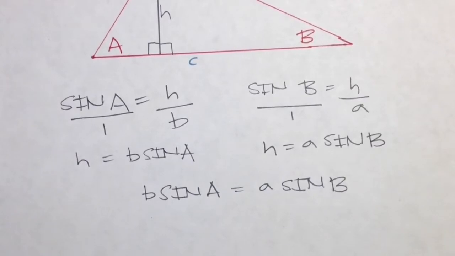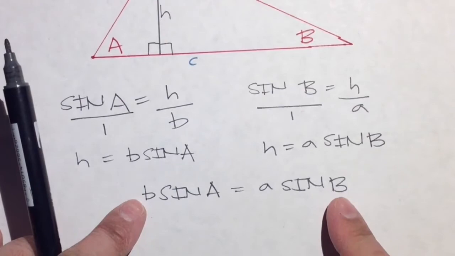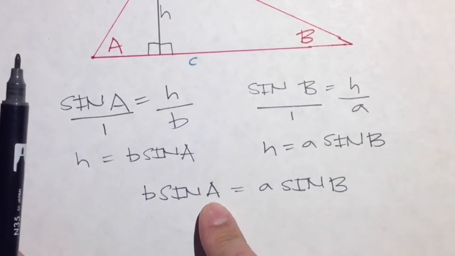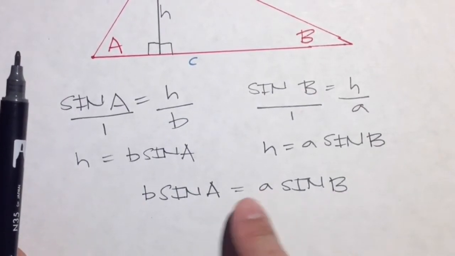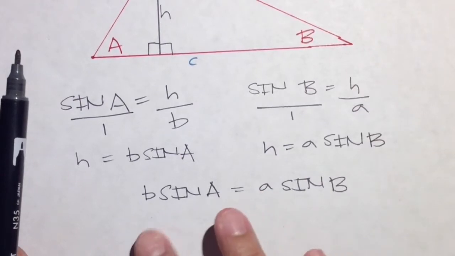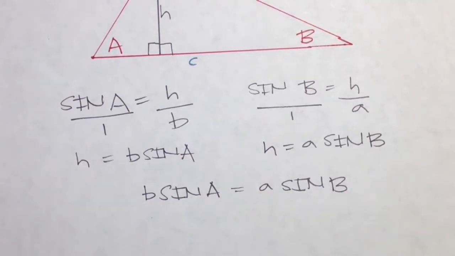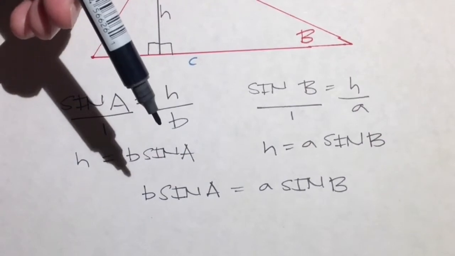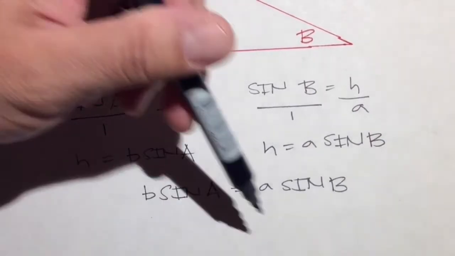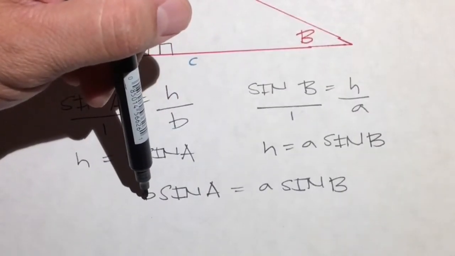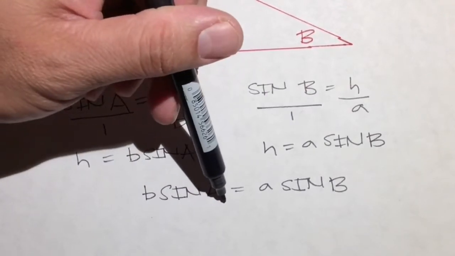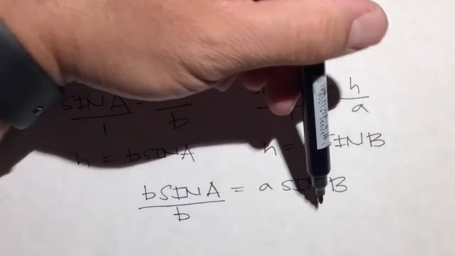Okay. Next thing is, we have lowercase b, we have uppercase B, we have lowercase a, and we have uppercase A. I want to get the uppercase and the lowercase together. So let's work first on the b's. I want to bring this b to the other side. This b is multiplying sine of A, so the opposite of multiplication is division.